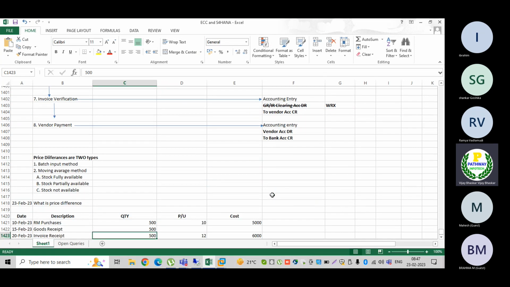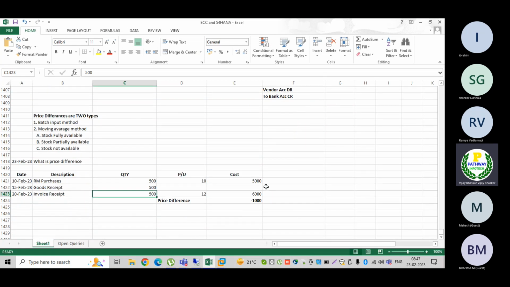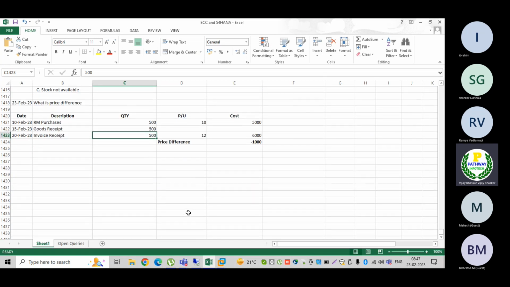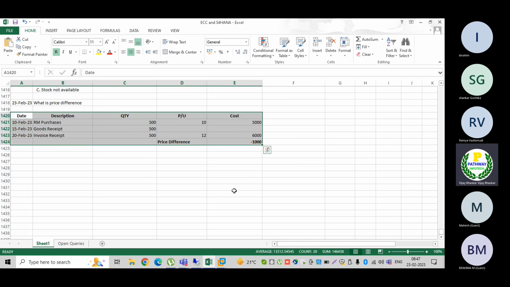They must ask, 900, not 100, 2000% I'll give a guarantee. They must ask you in the interview how the price difference accounting entries will get posted into the system. Now let us assume we have received here. So this is the price difference, we have concluded this one. Then let me take the same scenario.